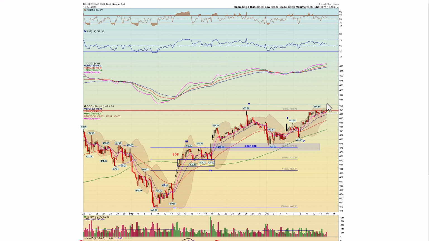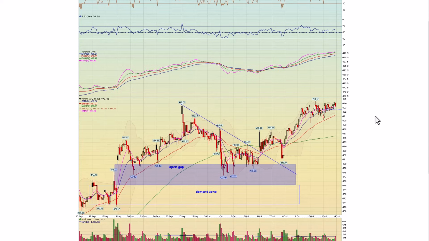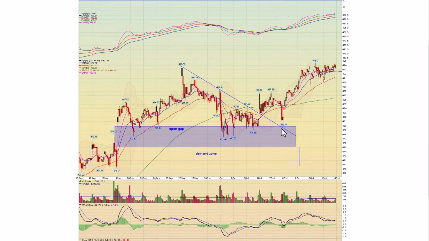Again, kind of like the S&P, perhaps this is a wave 3 up here. We could get a wave 4 pullback at any time. In chart 29, here's a 30-minute view.